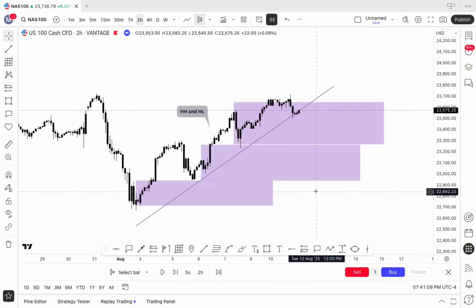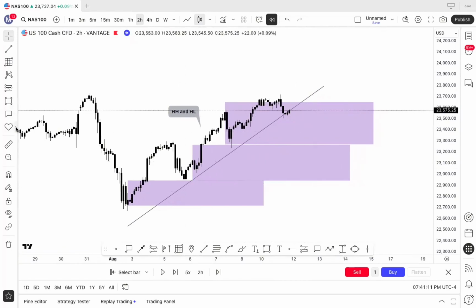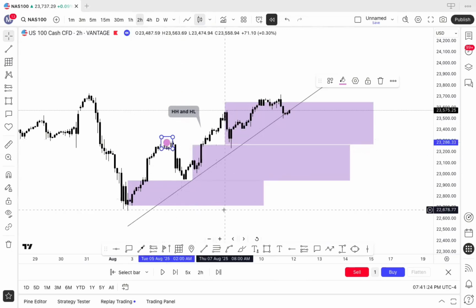Beautiful staircase, right? All these highs here. Let's go here. This is a high, right? This has to be a high. These have to be lows because these are lower than these highs, right?